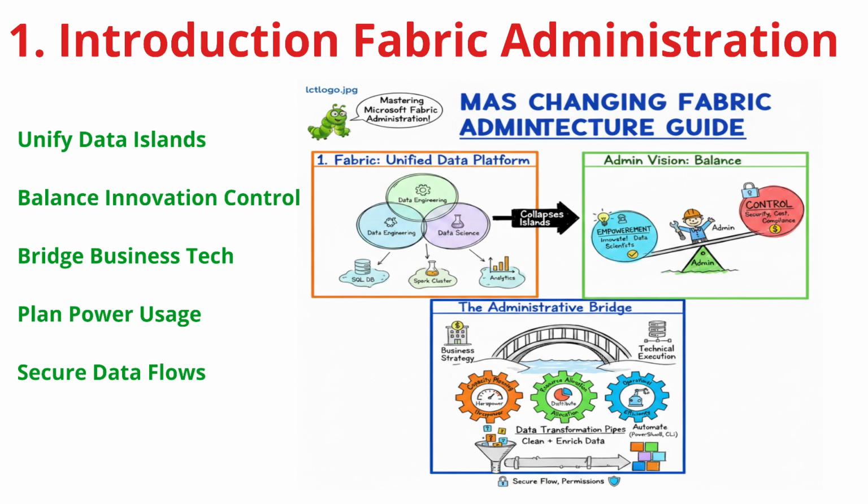By mastering capacity planning, you ensure the organization has the horsepower it needs without wasting budget. Through resource allocation and automation, you streamline the data transformation pipes, ensuring that every drop of raw data is cleaned, enriched, and delivered securely to those who need it most.